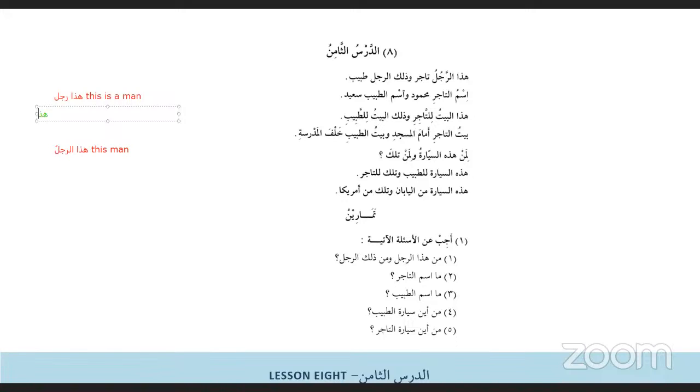So in terms of tarkib, we're going to say هذا equals مبتدأ and رجل equals خبر. Okay, هذا is مبتدأ, رجل equals خبر. And then both of it together equals جملة اسمية. Okay, جملة اسمية. How about the next sentence?